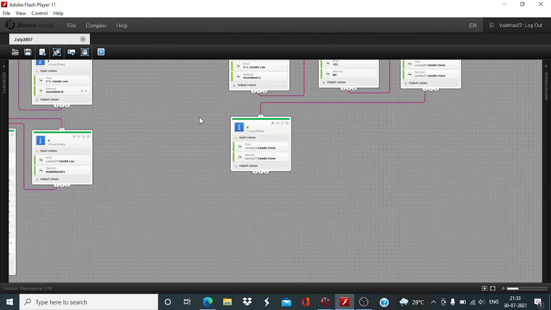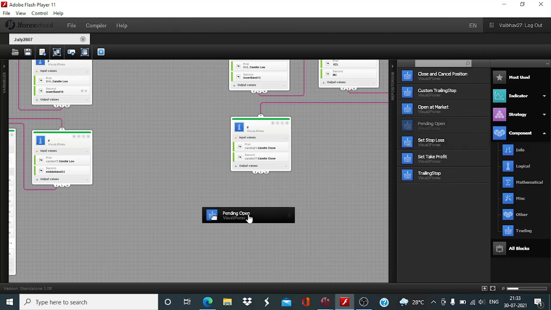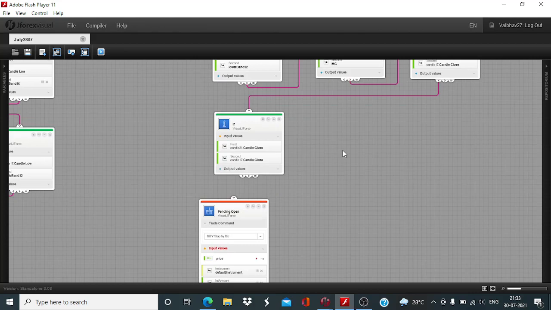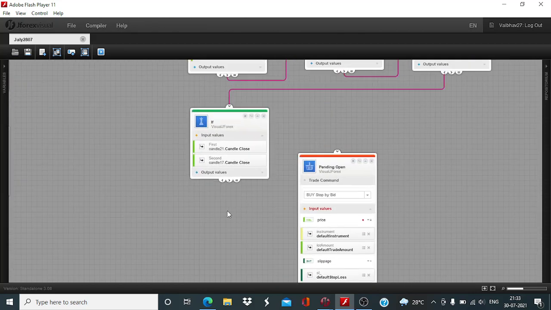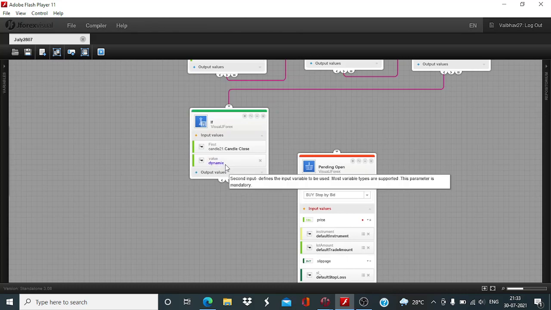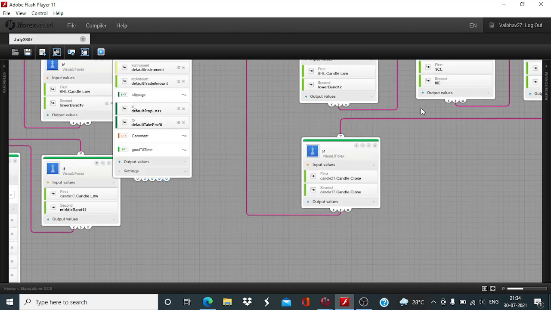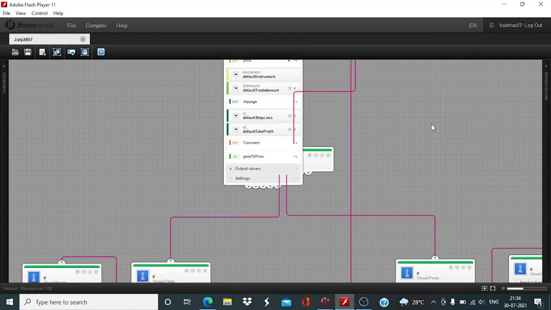I have to bring in the trade command block now. Pending open. Candle 21 was a 10-second candle with the lookback period of 2, and it should have closed higher than the candle 17. Candle 17 is a 4-hourly candle, last 4-hourly candle. So first input greater than second input. Okay. Now we have to take care of these input values for this trade command block.